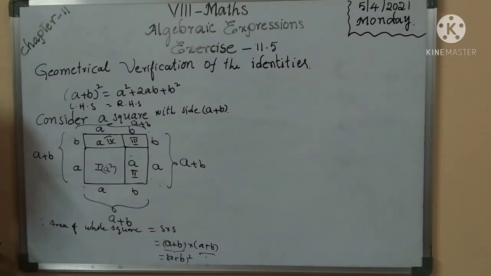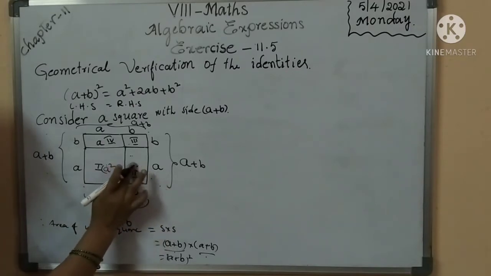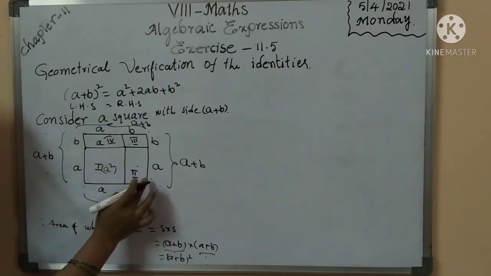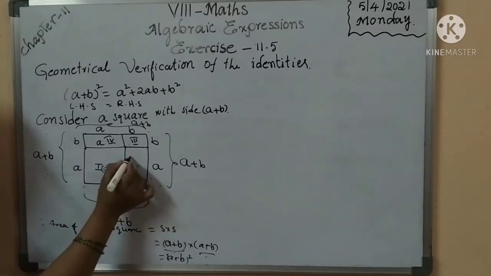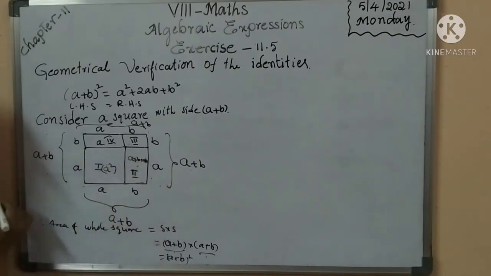Length into breadth, L into B. What is the length here? A. Breadth is b and length is a. So what is L into B? A into b is equal to ab. The area of the rectangle here is ab.